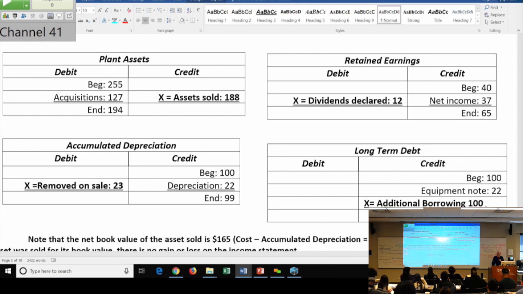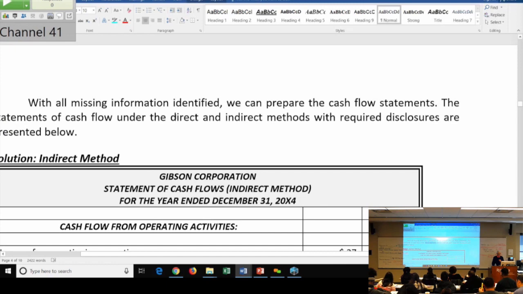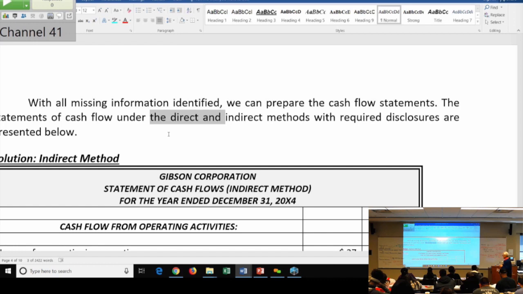Let's see how this would be put together. And this should actually not be direct, it's indirect. So it's only under the indirect. Yes, Juan. A decrease in retained earnings would mean you have a net loss, or the dividends were greater than income.